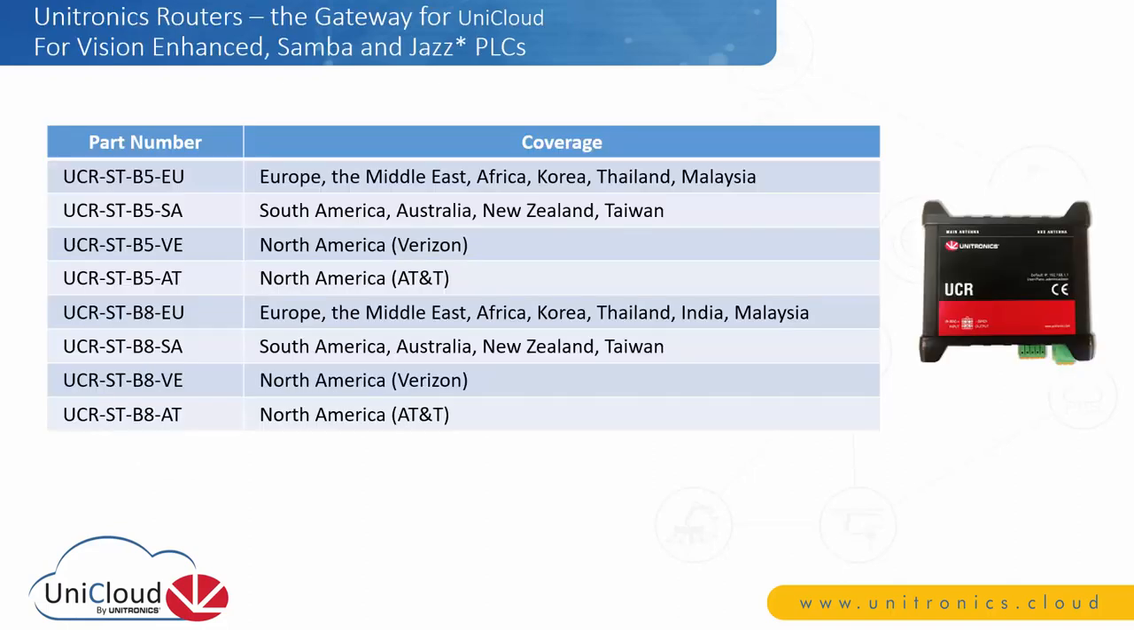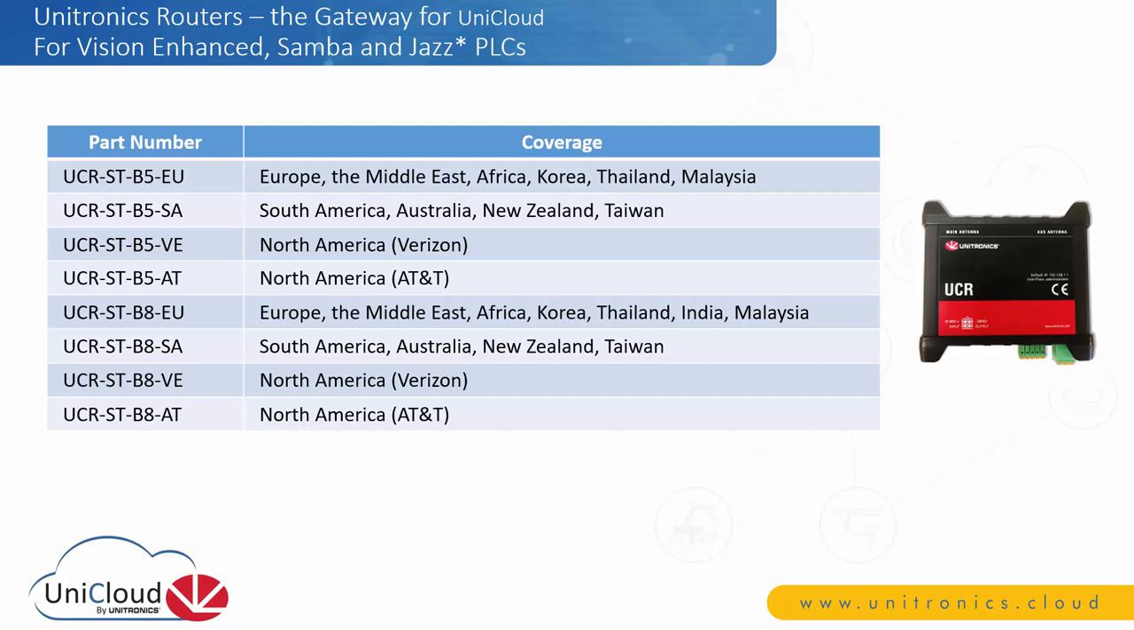I would like to take a second here and just touch on router models. If you are going to do wired or Wi-Fi connection, you do not necessarily need a SIM card. If you are going to go the mobile route, you need to make sure that the part number that you select matches up with the network you're going to use. So, for example, if you are in North America and would like to use Verizon, you must go with a dash VE model. And the same goes for AT&T. You would get an AT&T SIM card and use a dash AT model.